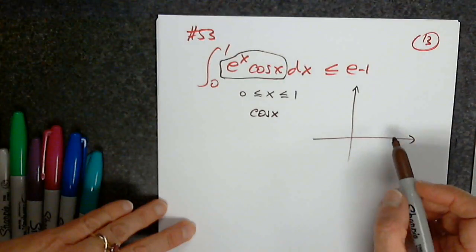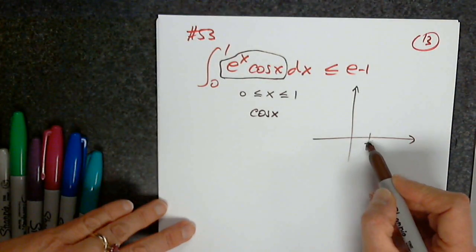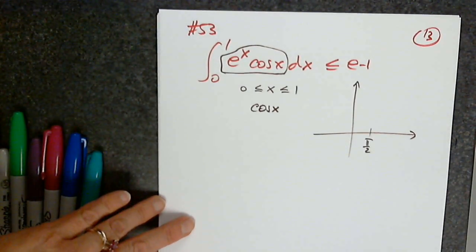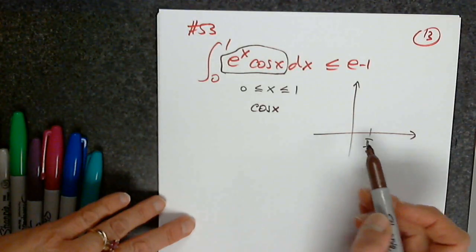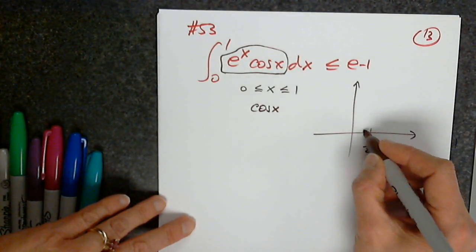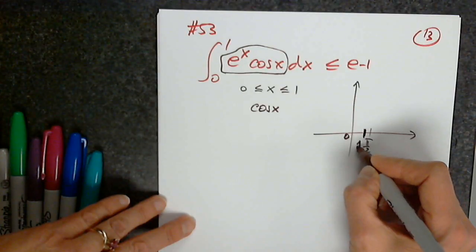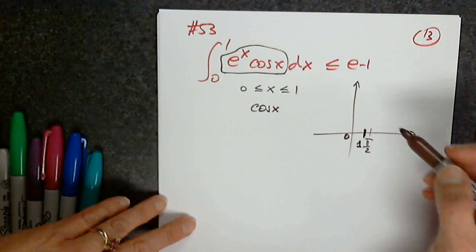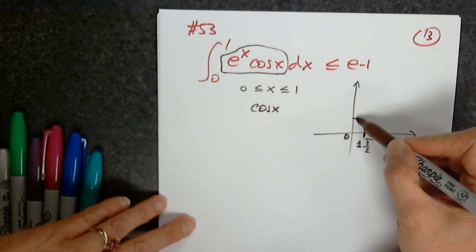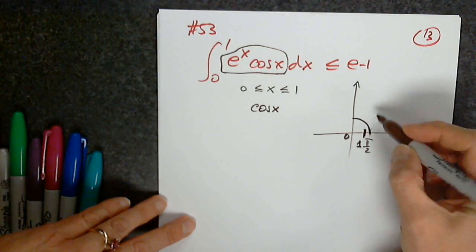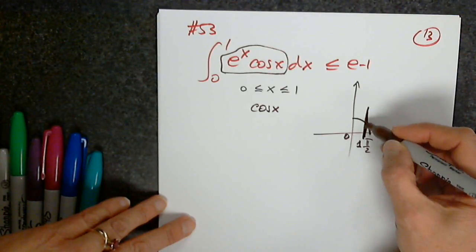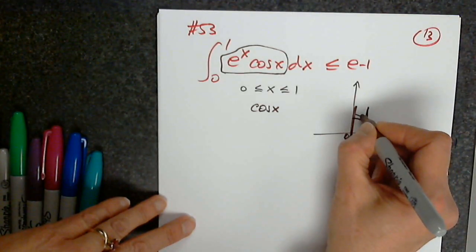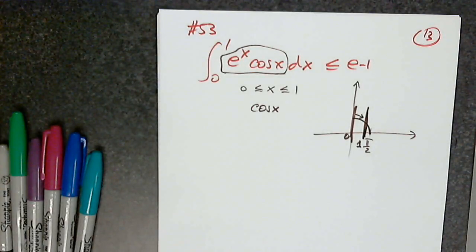So this is pi over 2. Pi over 2 is more than 1, so the interval 0 to 1 is here. 3.14 divided by 2 is more than 1. Well, cosine does this. On the interval 0 to 1, the function cosine is decreasing. So cosine at 0 is higher than cosine at 1.